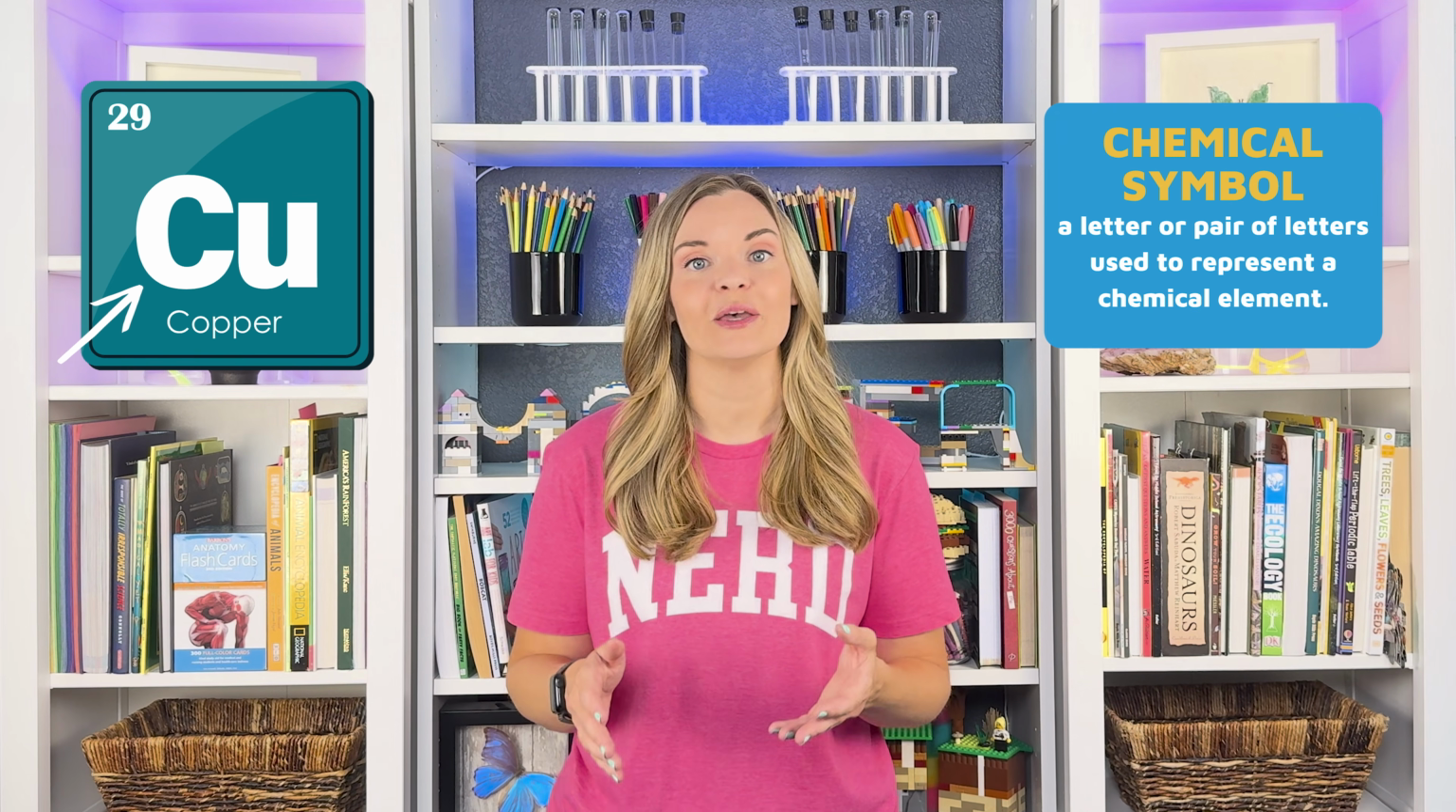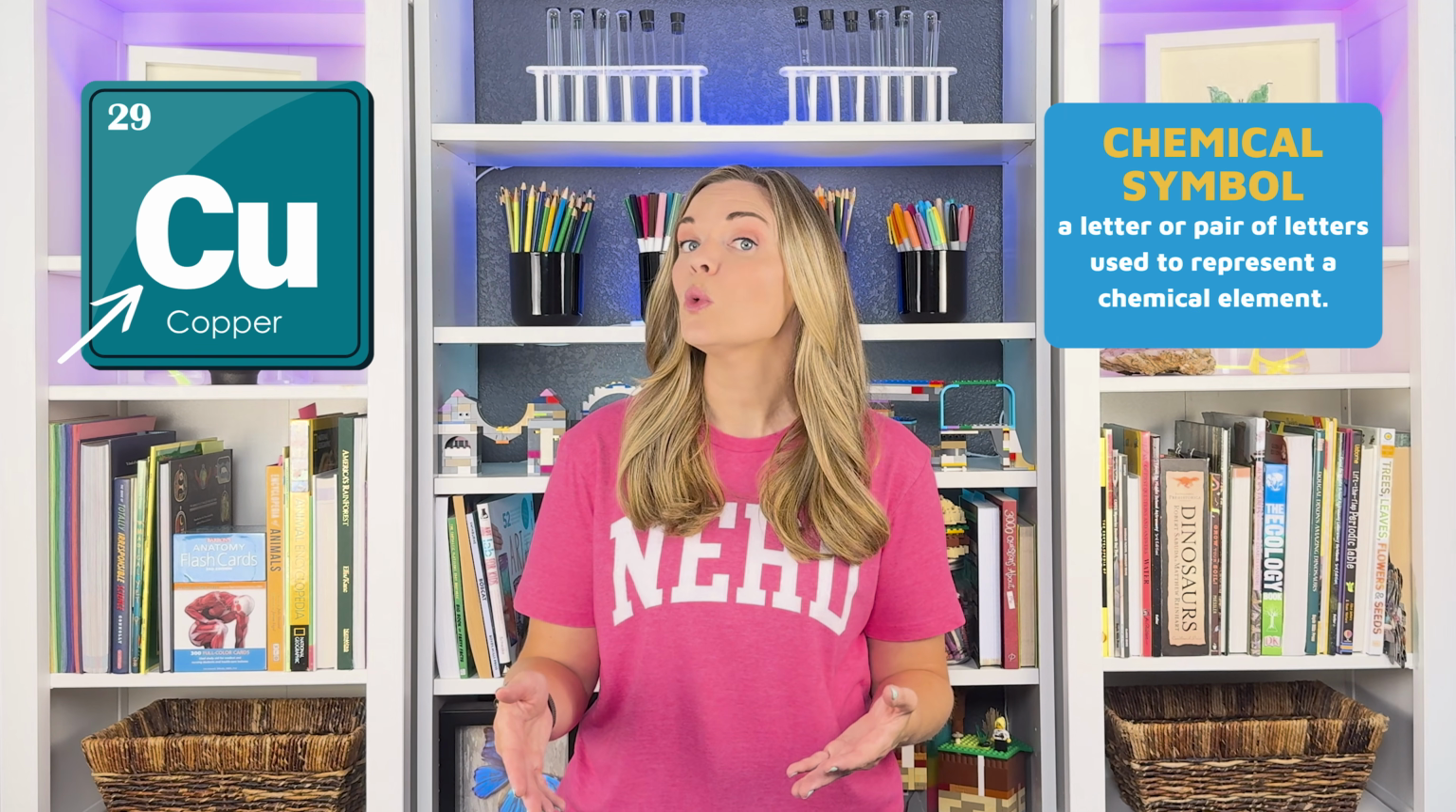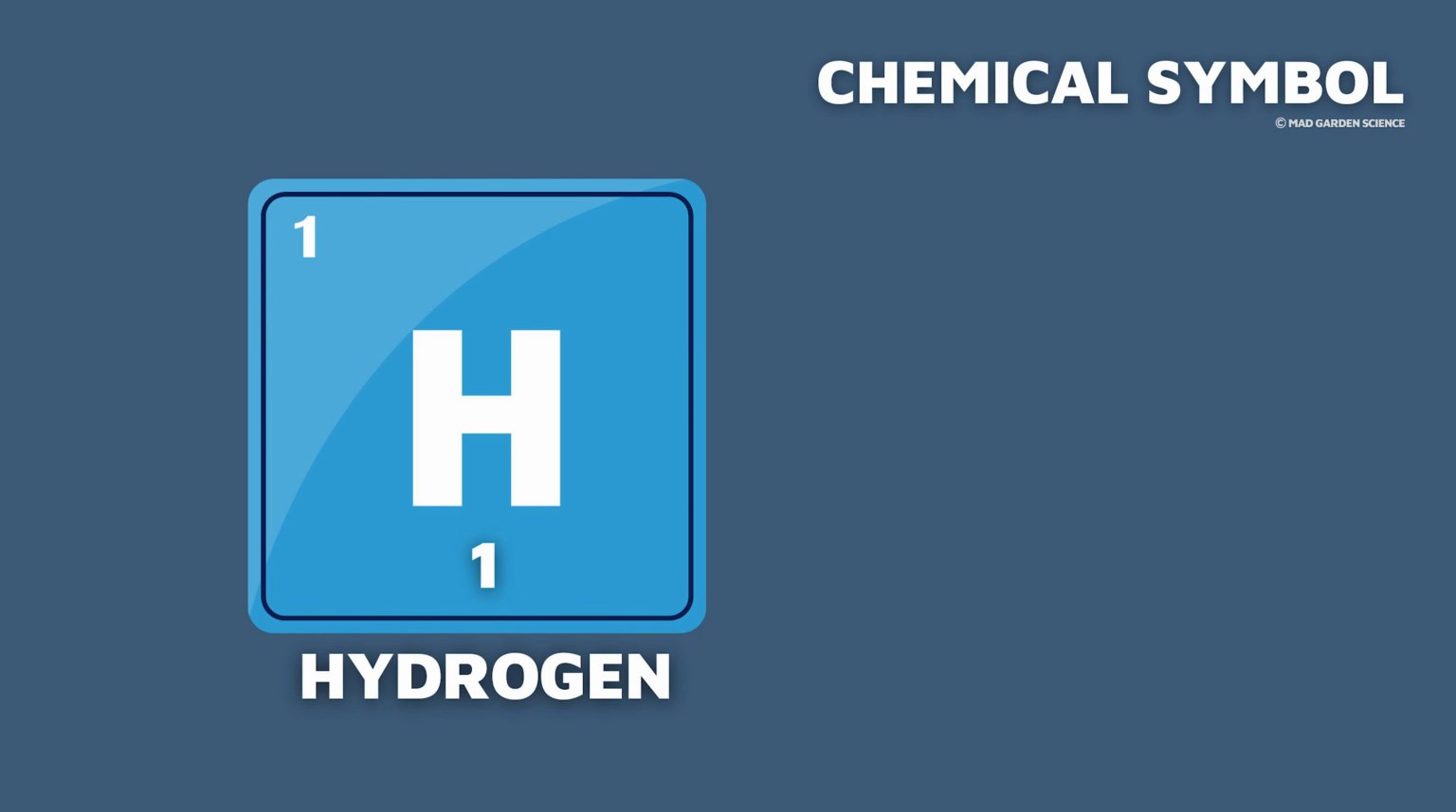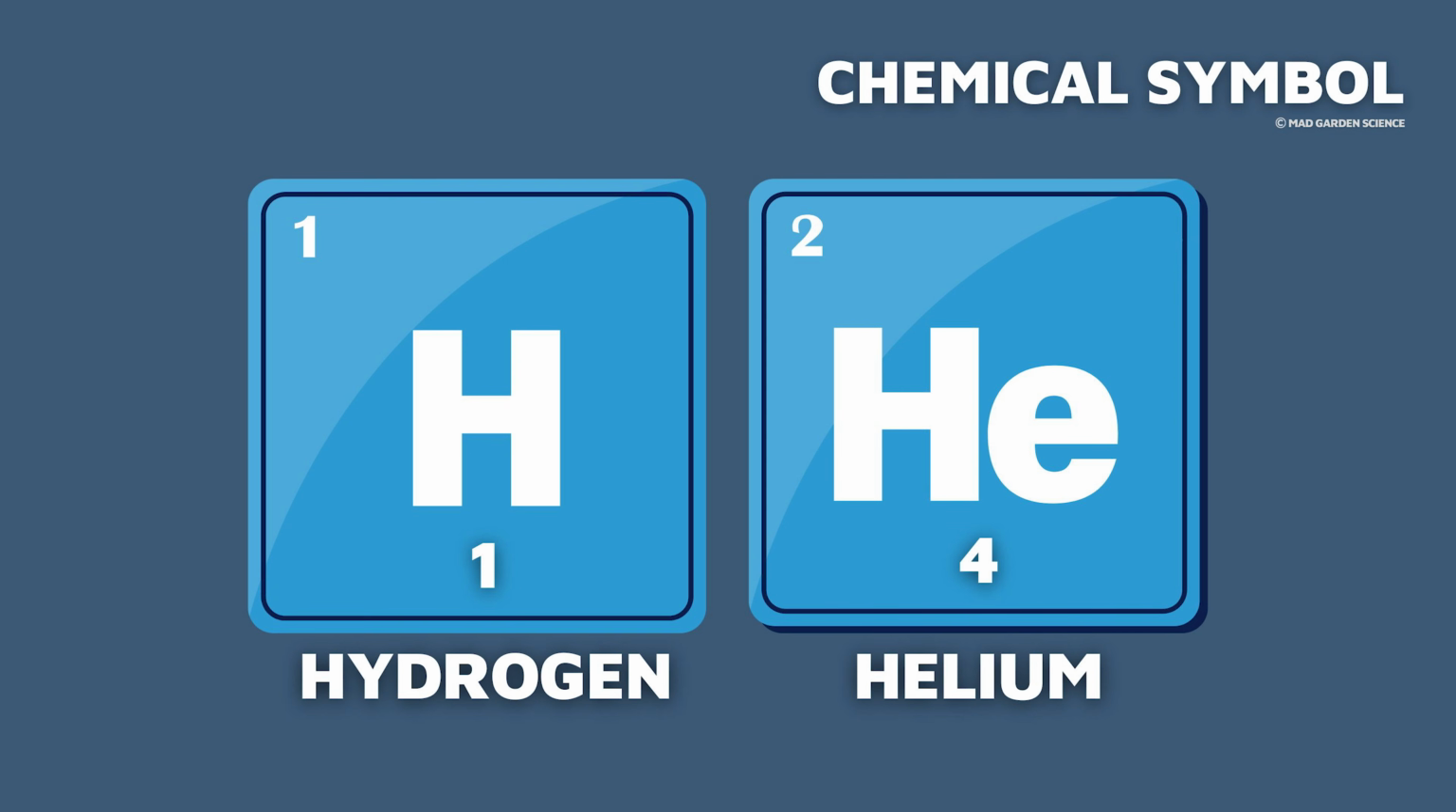Before we get to the entire periodic table, let's zoom in and see what information is contained in each element cell, or each of the boxes that make up the periodic table. Each element is assigned a chemical symbol, which is one or two letters. The first letter is uppercase, and the second letter, if there is a second letter, is lowercase. For example, hydrogen is represented as H, while helium is represented as He.